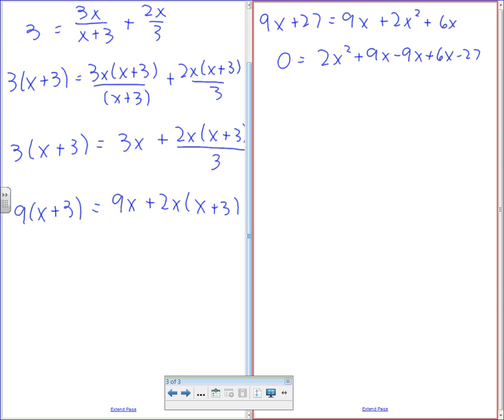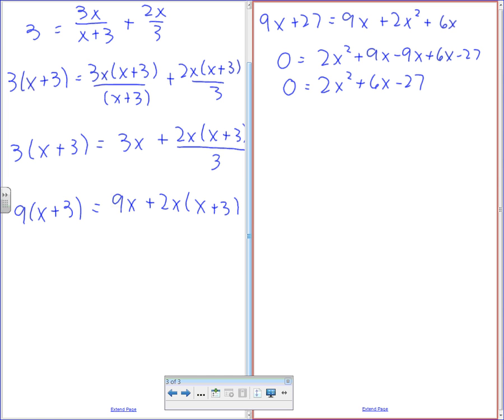Okay, so let's neaten this up. This should turn into 0 equals 2x squared plus 6x minus 27. Am I lucky in that it factors? I don't think so. 54 and 6. I don't think that factors. Does it factor? I don't think it factors.